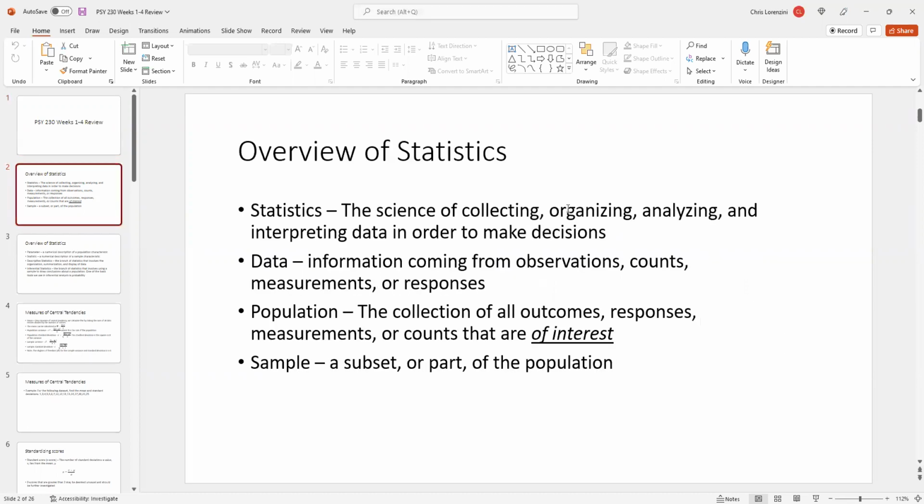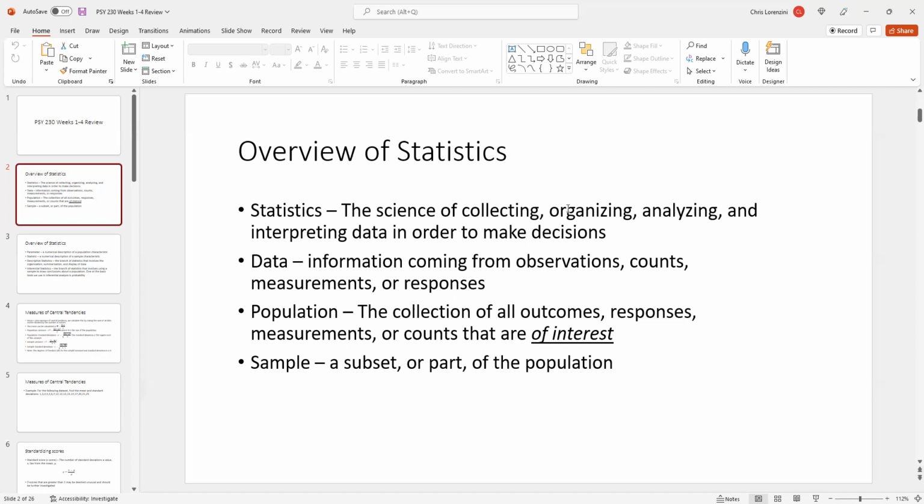So all the way back at the beginning, the very basics, overview of statistics. What is statistics? Data, population, and sample. Just making sure we understand the definitions is a pretty key part of the class. So statistics is the overall science of collecting, organizing, analyzing, and interpreting data in order for us to make decisions. So that's the concept of statistics.